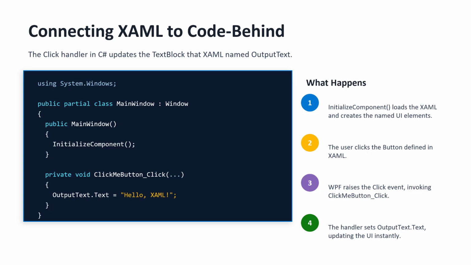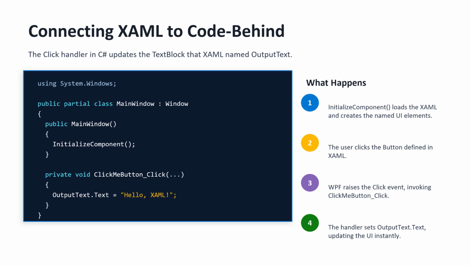So let's complete the picture by looking at the C# code file that pairs with this XAML and trace through exactly what happens when the user clicks the button. So MainWindow is declared as a partial class inheriting from Window. Inside its constructor, the very first line is InitializeComponent. This is a generated method that reads the XAML we just looked at and actually creates all of those named UI elements like output text as real objects we can then reference in code.